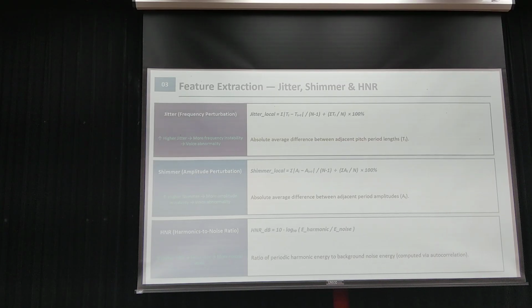It is computed using autocorrelation. Periodic components align when shifted by one pitch period, while noise components do not. So in summary, jitter and shimmer increase with pathological voice. HNR decreases. These three features combined with MFCC provide complementary information for robust anomaly detection.